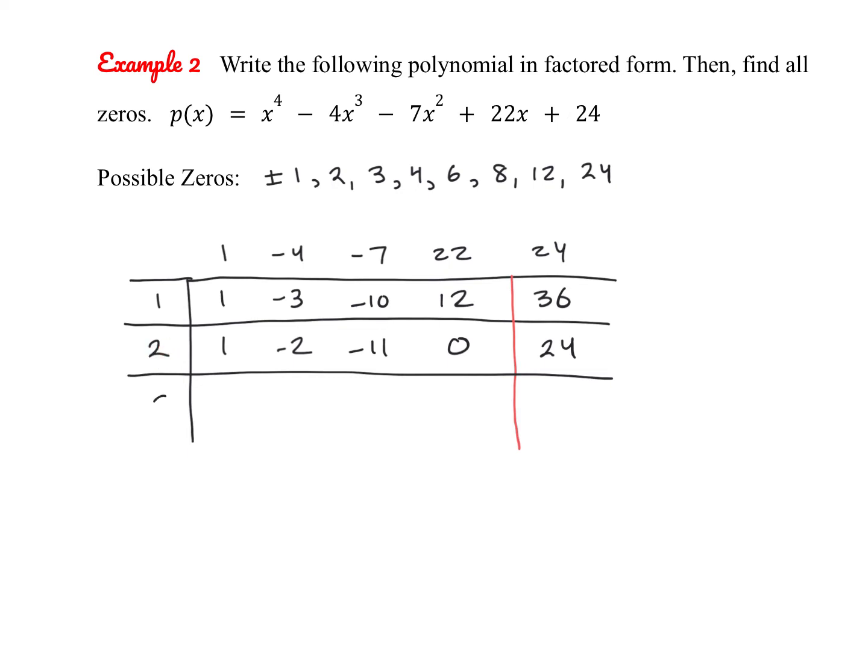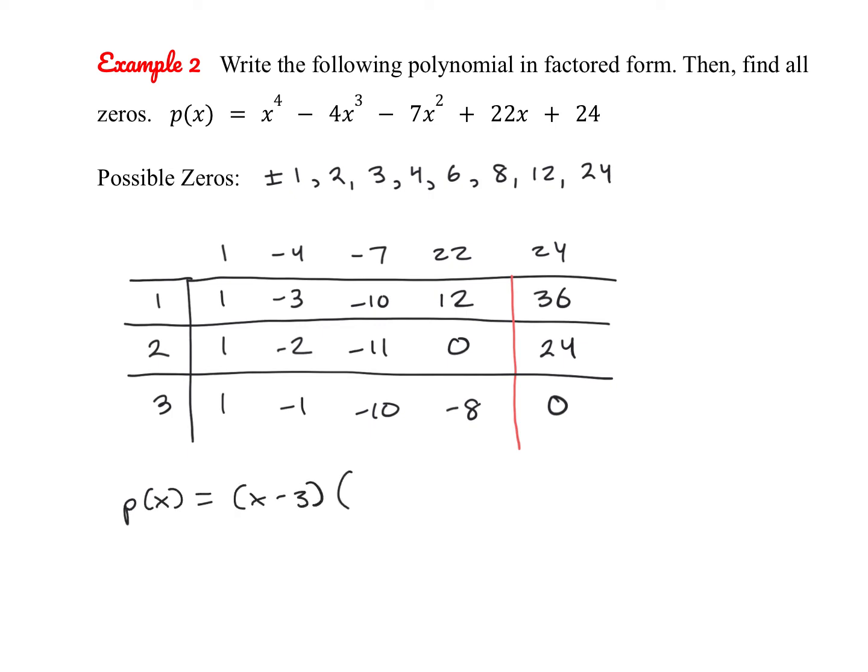Okay, let's try 3. So drop your first number. 3 plus -4 gives us -1. -3 plus -7 gives us -10. Then -30 plus 22 gives us -8. And then here, -24 plus 24 gives us 0. So we have found one of our zeros. One of our zeros is +3. So that means the factor would be x minus 3.